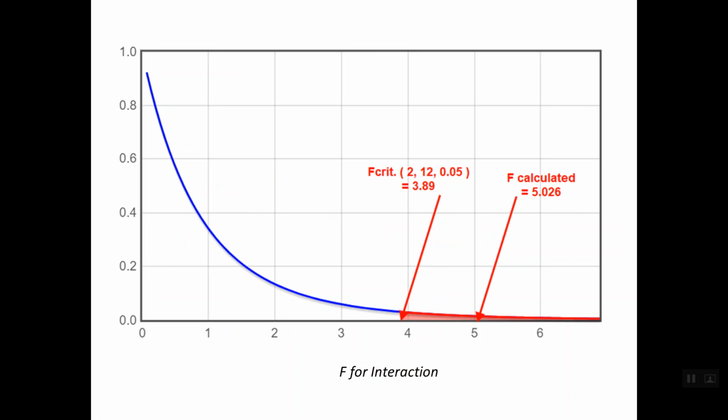Regarding the interaction, it will be the same curve because this belongs to degree of freedom 2 and 12. So we have the same critical value for F, which is 3.89. In this region, we accept the null hypothesis, and we reject the null hypothesis in this region.